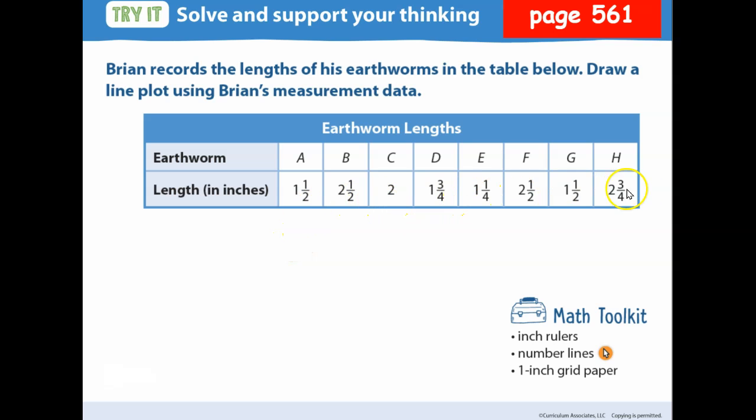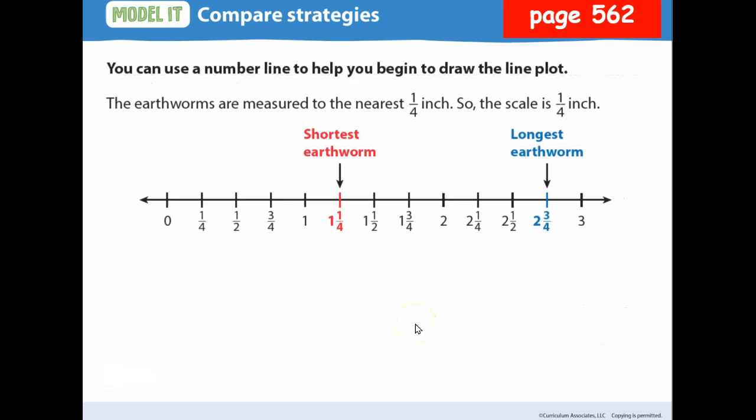So let's see. How many worms have 1/4 inch? Just one, right? Yes? Just one? Okay, then go back to here. Here's 1/4. That's the shortest worm, so there should be an X right there.